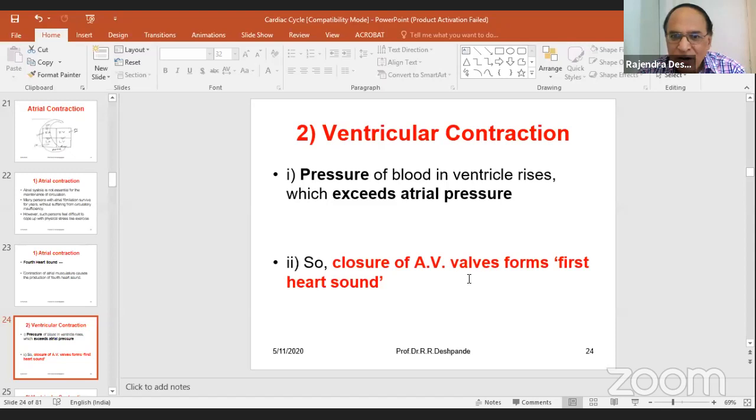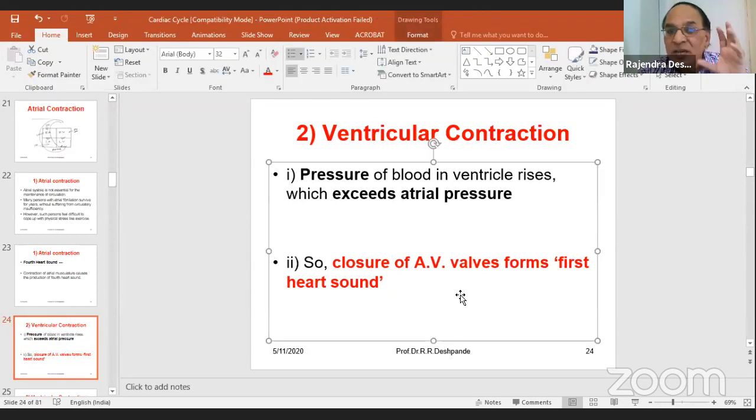The atrioventricular valves close, and whenever a valve closes, it creates a sound. So this is the first heart sound. This is most important. In your exam, it will be asked. They will ask, what is the reason for the first heart sound? You must say that in ventricular contraction, the AV valves close, and so it is the first heart sound.